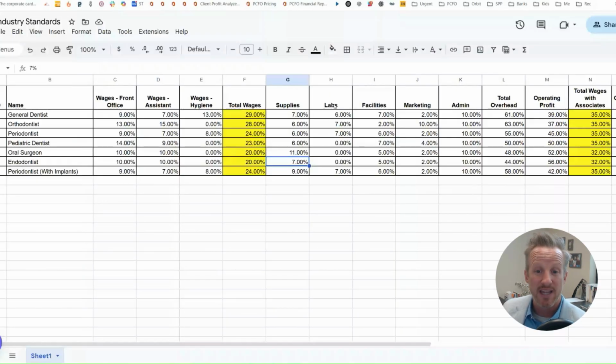And let's go on to labs now. General dentist, 6%. Now, this is going to be also correlated to whether or not you have a CAD CAM in the practice.